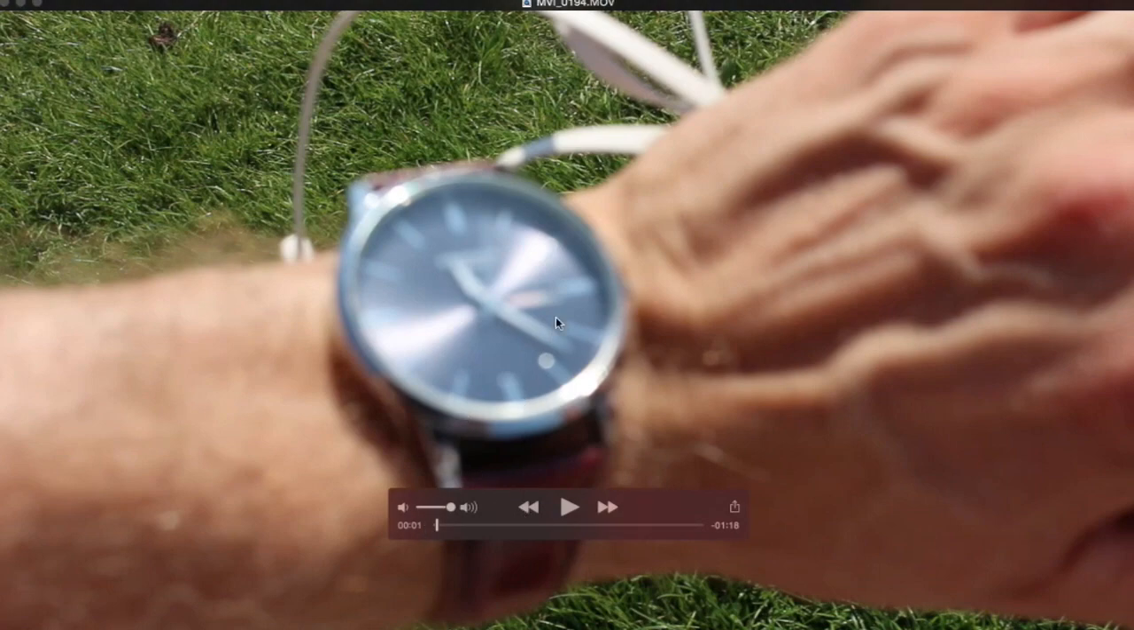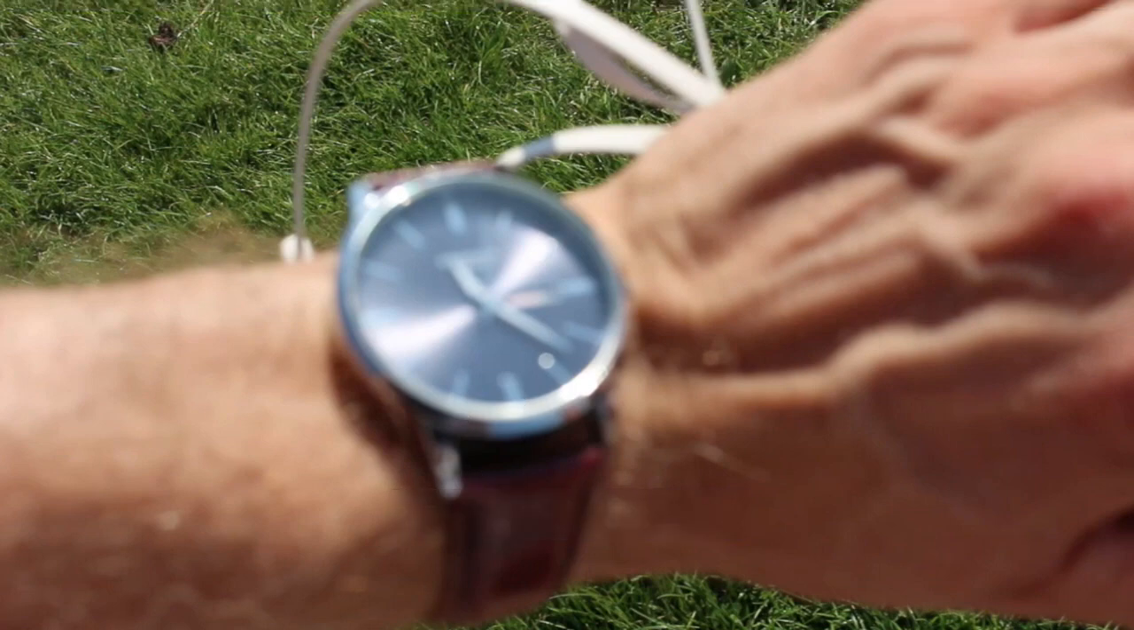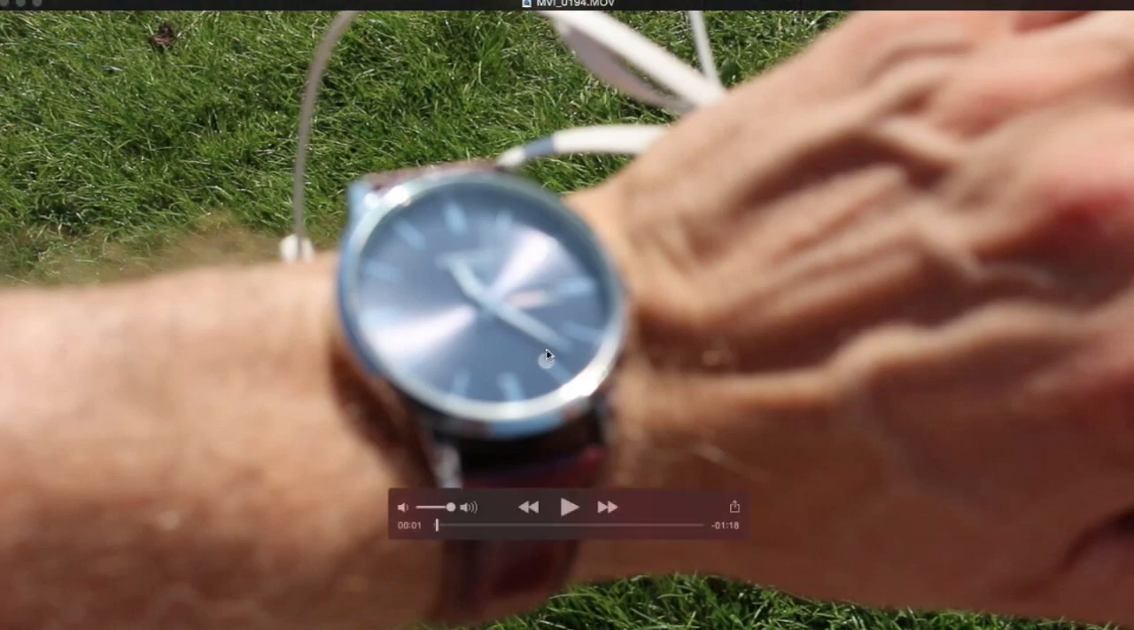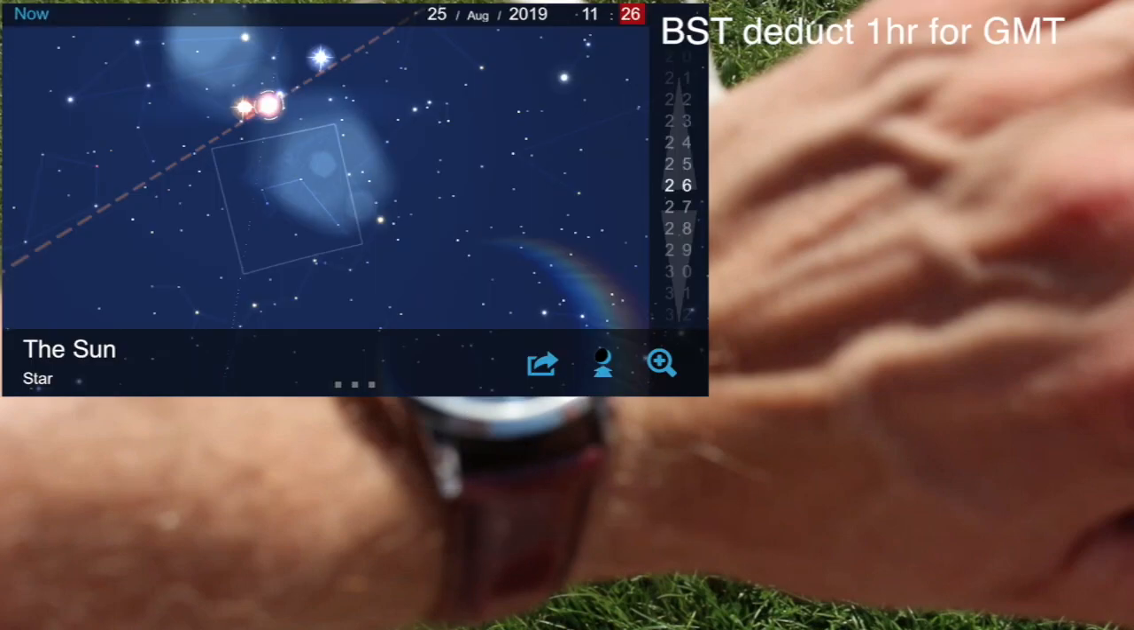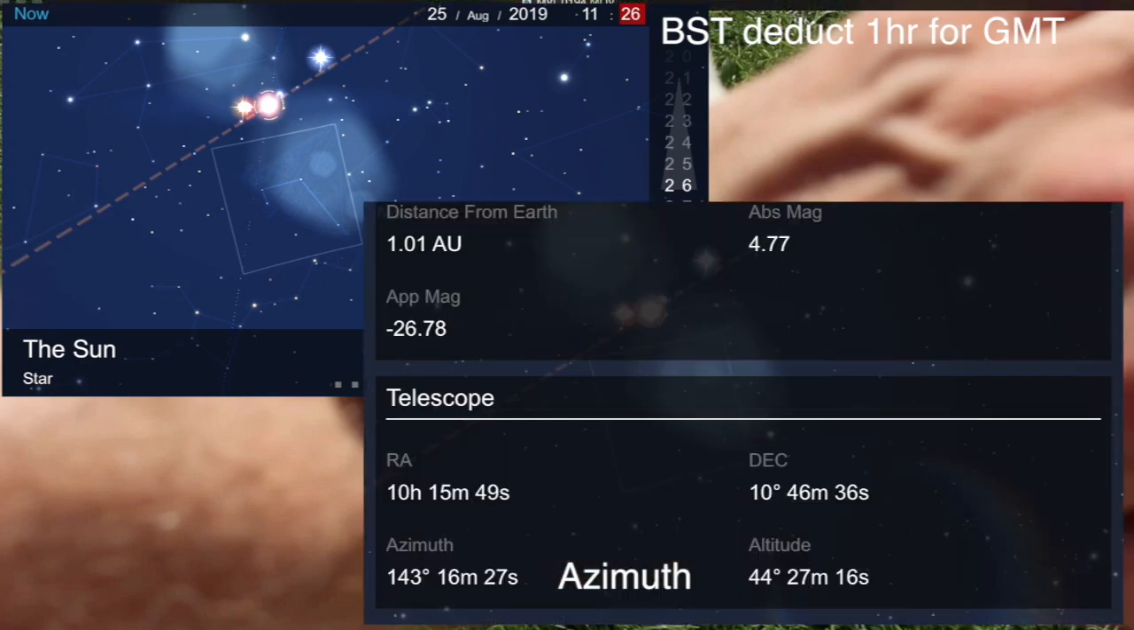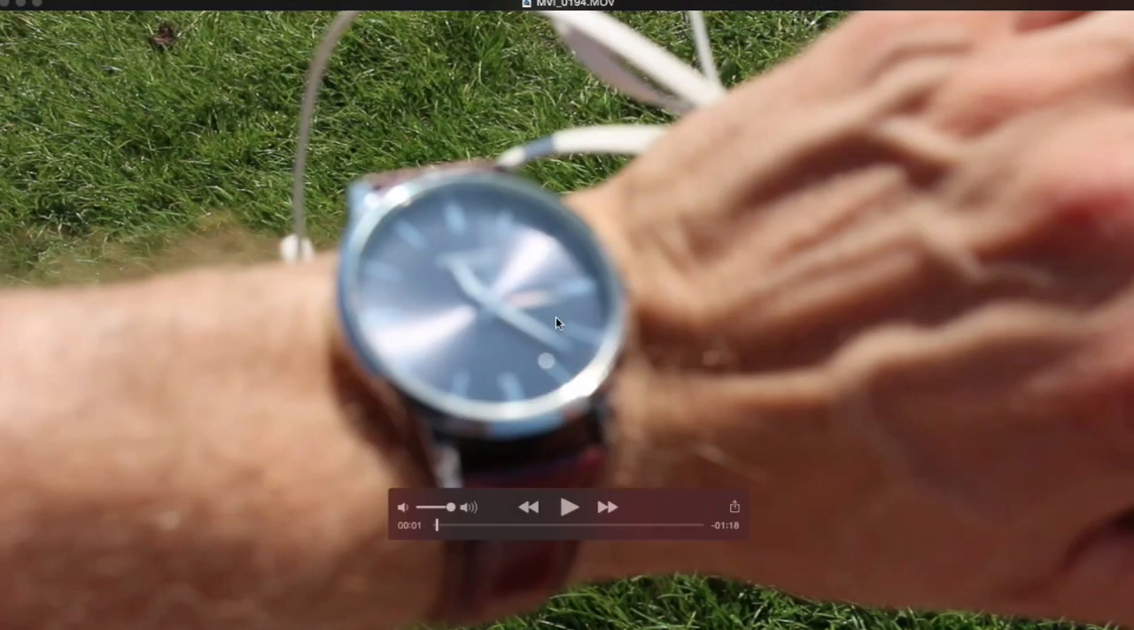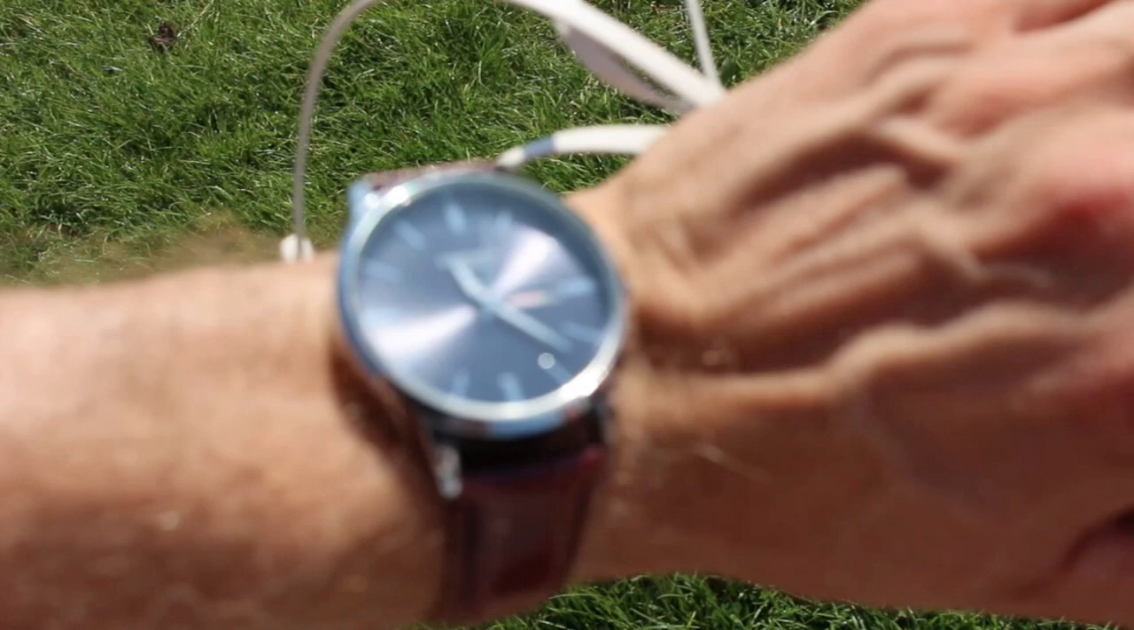The time here is 10:24 GMT. This footage was actually captured a few minutes early. The intended time really was 10:26 on August 25th. At this time the sun was hitting 143 degrees azimuth, so that was really the intended time.